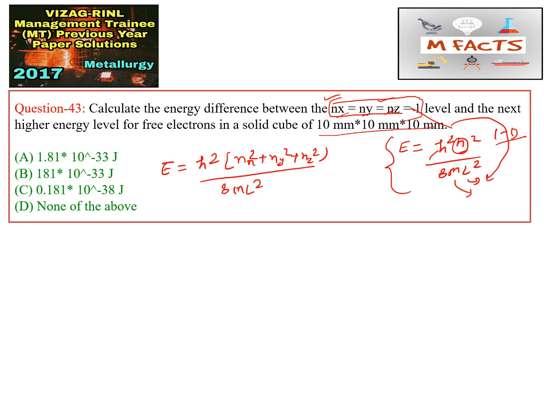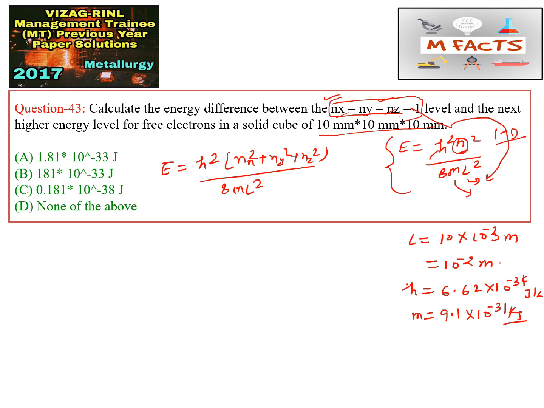square. Now the length dimension is equal to 10 mm, that is 10 power minus 3 meters, so 10 power minus 2 meters. This is the length. h is Planck's constant, that is 6.62 multiplied by 10 power minus 34 joule-second. Every time whenever you are writing the given data, please write it with unit, so that you can avoid silly mistakes. The mass of the electron is 9.1 into 10 power minus 31 kg.